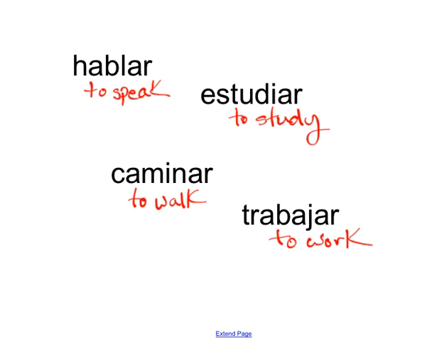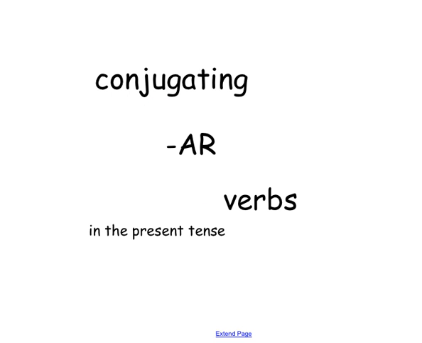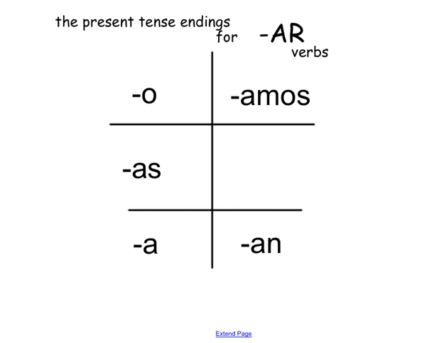Here are examples of four common AR verbs: hablar, estudiar, caminar, trabajar. What we're learning now is how would I say we speak or we are speaking, they study, you walk, he works or he is working. So here it is, conjugating AR verbs in the present tense. Once again, the present tense endings for AR verbs, and you should memorize these, are o, as, a, amos, and an.